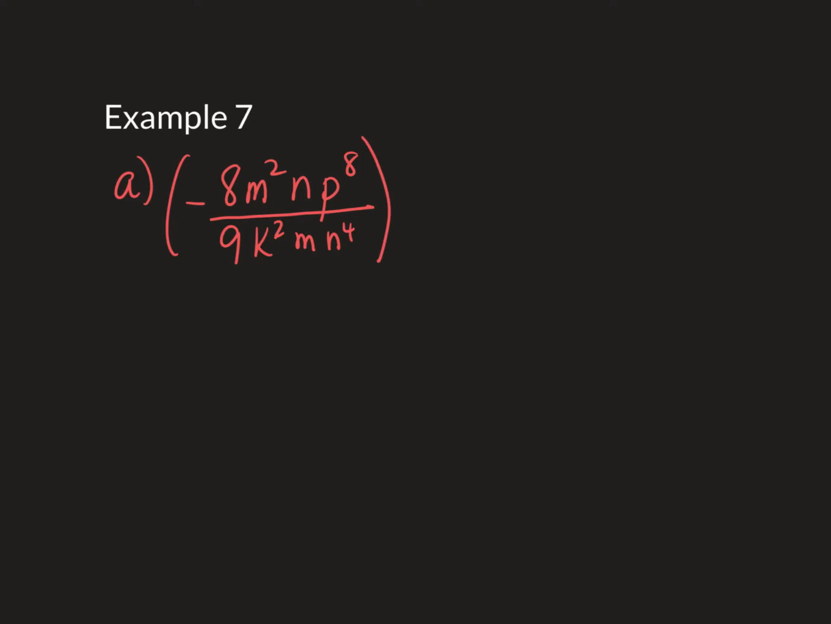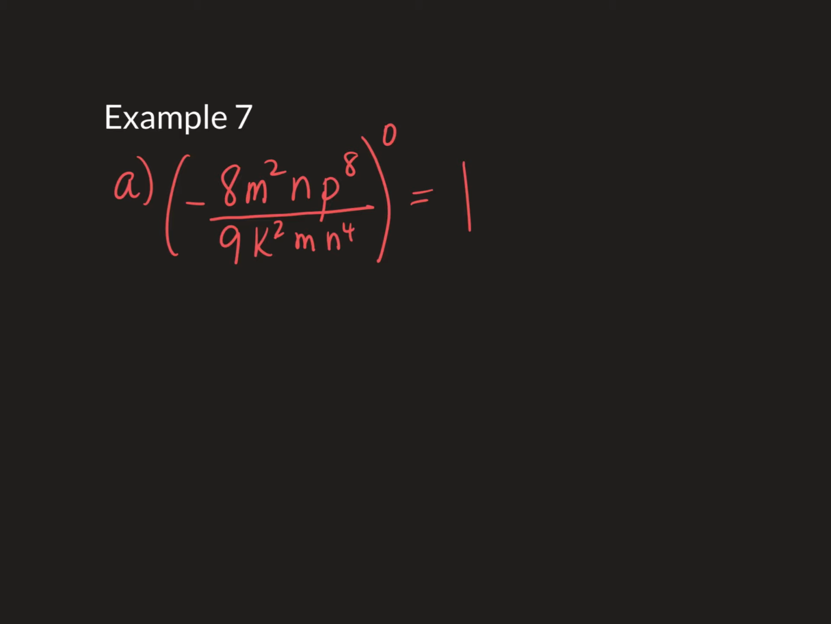For example 7, we'll look at some 0 powers, 0 exponents if you will. So my letter A, I have negative 8 m squared n p to the 8th divided by 9 k squared m n to the 4th, and all of that is raised to the 0 power. And when I raise all of that to the 0 power, I get 1.